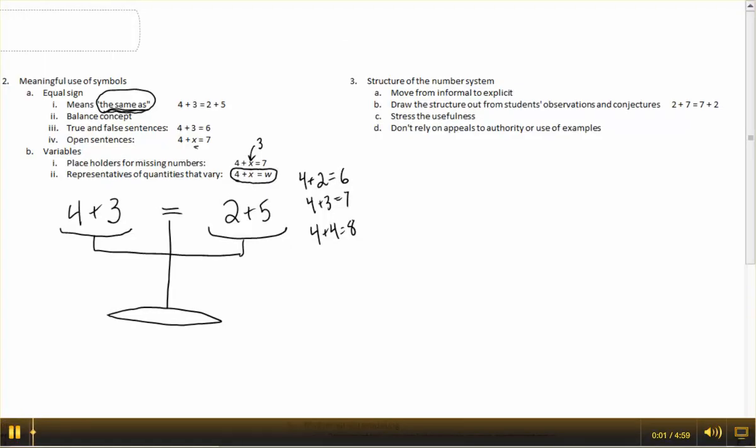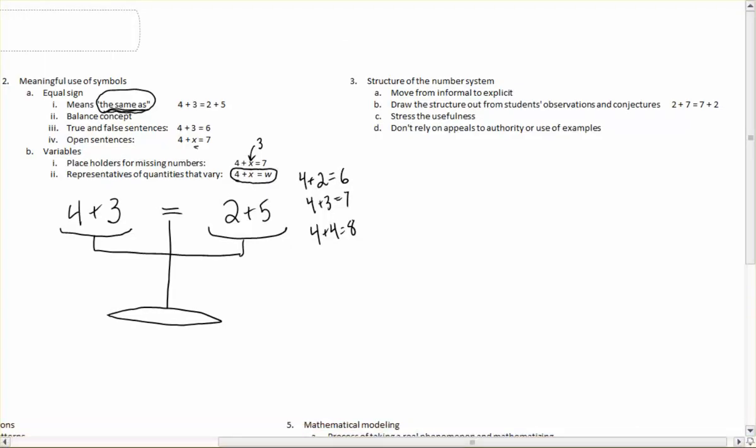Hi, this is the second part of the video on algebraic thinking, and we need to talk about the third main idea in algebraic thinking, looking at the structure of the number system. There's a lot of structure underlying the way our number system works, and kids develop a lot of informal ideas about this, and we want to move them towards explicit, more formal ideas, and help draw that structure out from students' own observations and conjectures or guesses at what's always true.